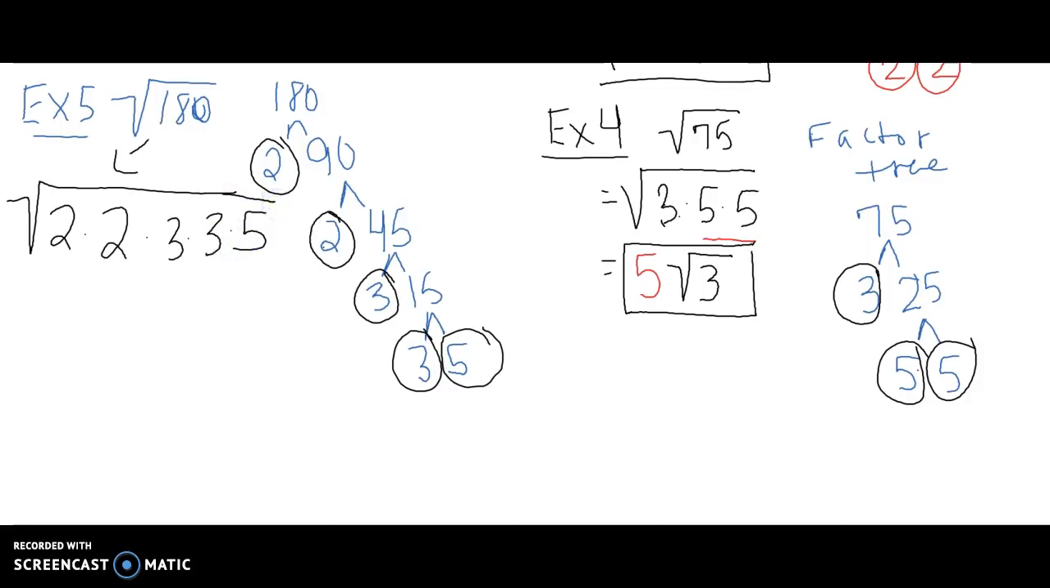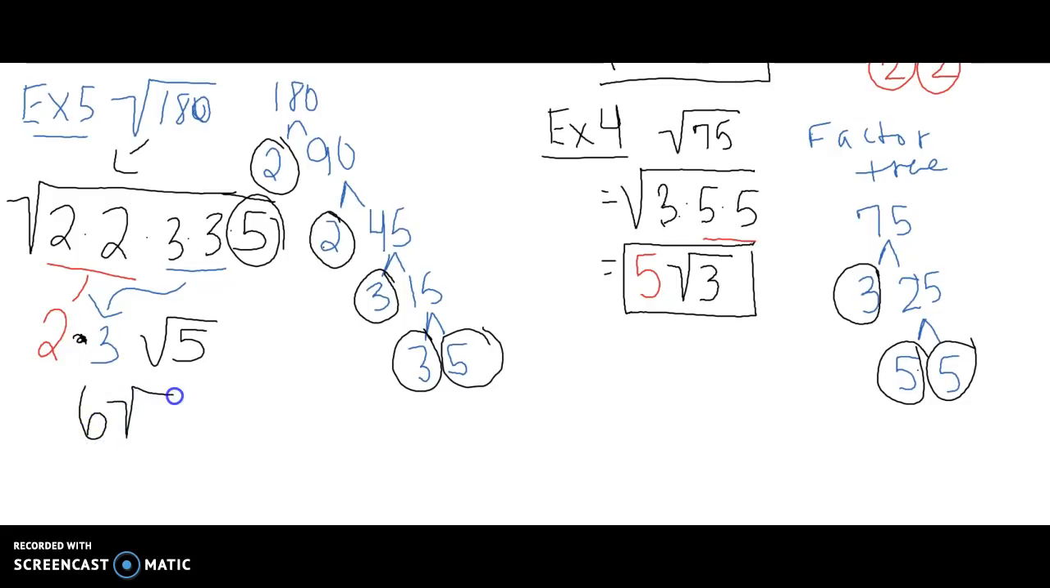Now this radical is a little different because notice that I have a pair of 2's and I have a pair of 3's. That means that a 2 can come outside. So a 2 is going to come outside of the radical. And a 3 can also come outside of the radical. And the only thing that's left in the radical is this 5. Now, what happens between this 2 and the 3? They're all multiplying on the inside, so they're multiplying out here as well. So we're going to have 2 times 3 is 6. So the 6 times the square root of 5 is the square root of 180 simplified.